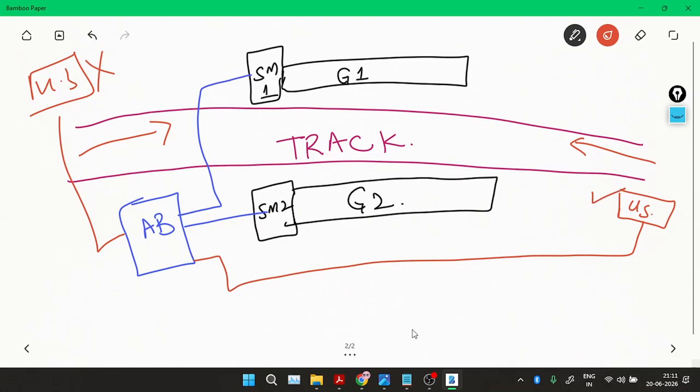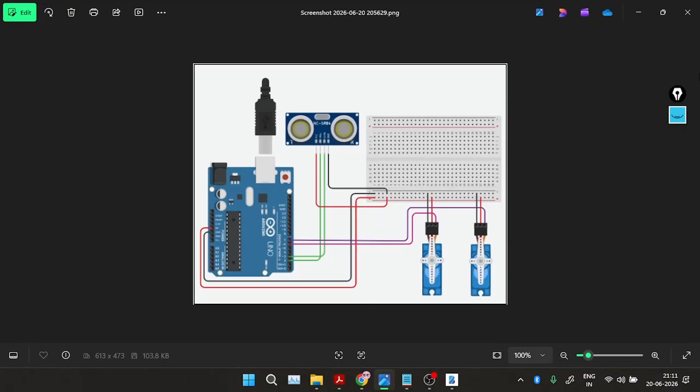And when you go for the image, this is the setup. For this, we are using the Tinkercad website. And here, see, this is servo motor 1. There is some delay in this, I don't know why. Usually, I do not get this delay.